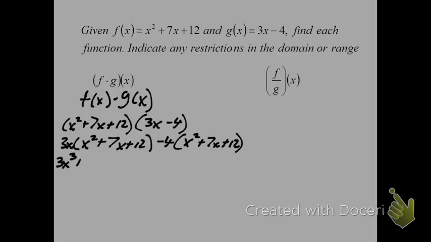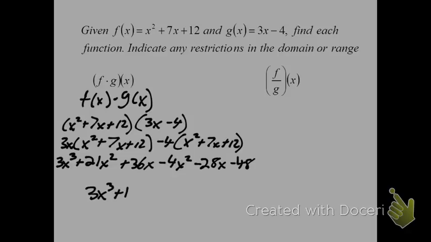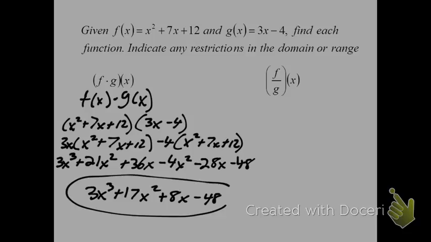So 3x cubed plus 21x squared plus 36x, minus 4x squared minus 28x minus 48. Go through and do your like terms, so you get 3x cubed plus 17x squared plus 8x minus 48.